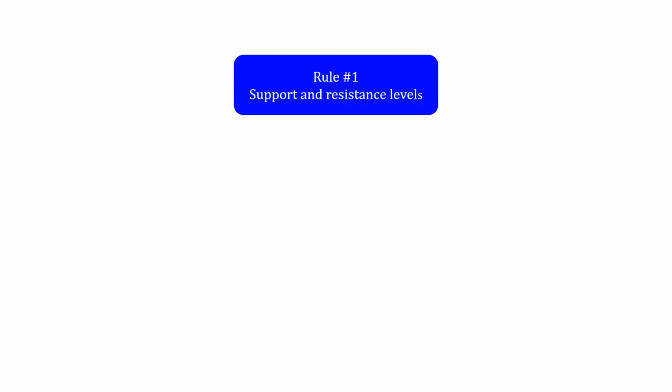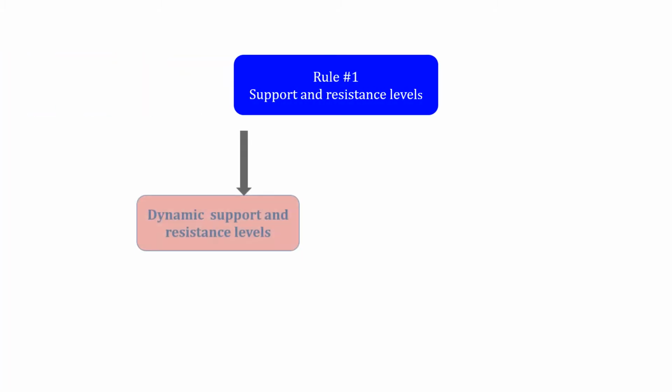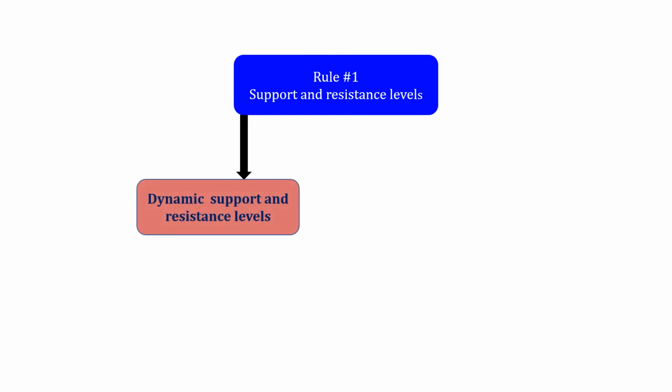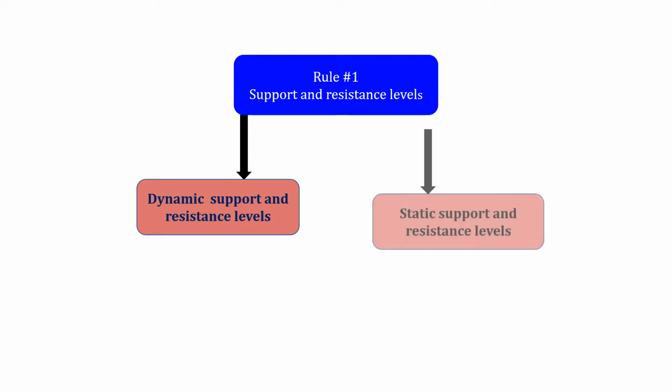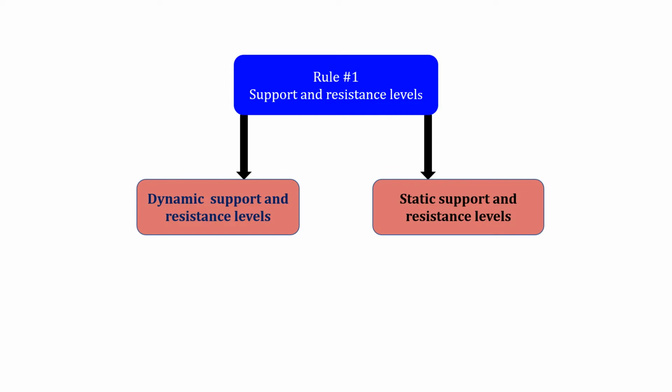Rule number 1, support and resistance level. Support and resistance levels could be dynamic, like moving average or trend line that are constantly changing with price trend, and also could be static, like horizontal levels that are obvious to you and have more touches.